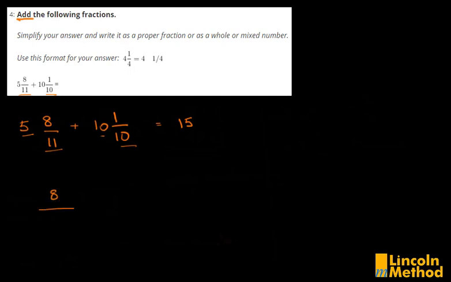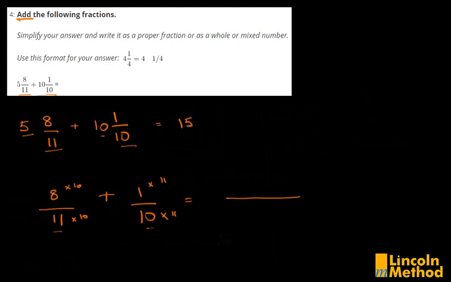So I'm writing that down separately. 8 over 11 plus 1 over 10. And in order to be able to add these fractions, we have to make sure that they share a common denominator. So the best way to do that is to multiply this fraction by 10, which is the denominator for this fraction, and multiply this fraction right here, 1 over 10, by 11, which is the denominator here for the first fraction.